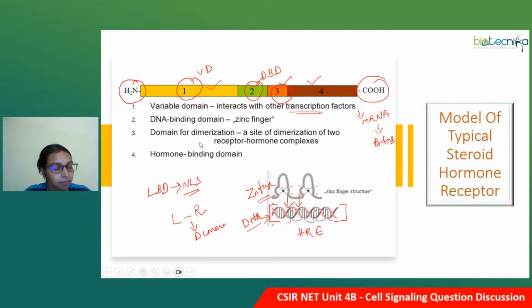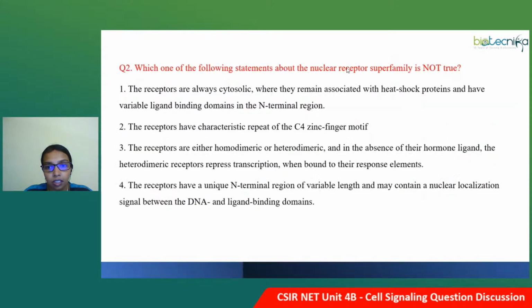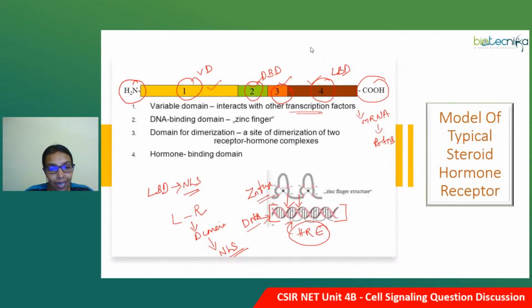What is that reason? Yes, only upon dimerization will your NLS be exposed. Then only it can enter inside the nucleus, bind to the HRE sequence within the DNA and carry out transcription. Okay, and this is your ligand binding domain. Now, if we look into the binding, how does it bind? So you will be having a dimer.